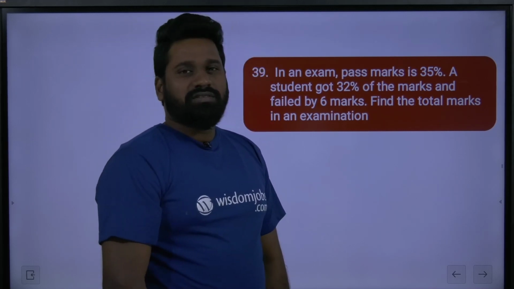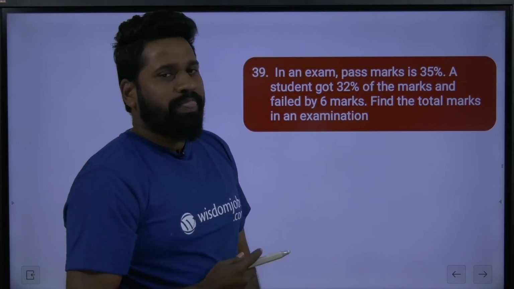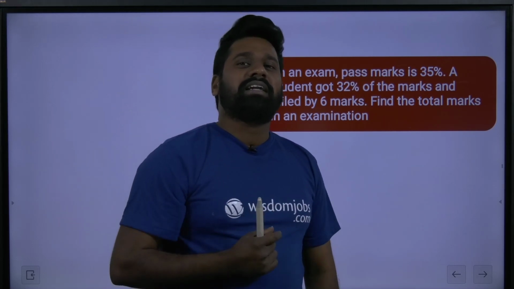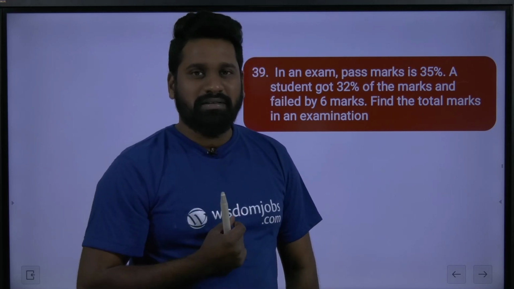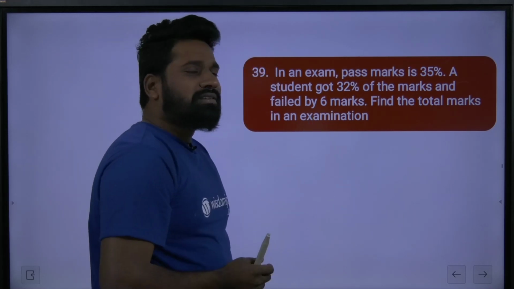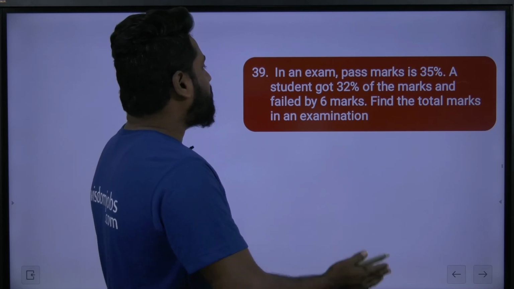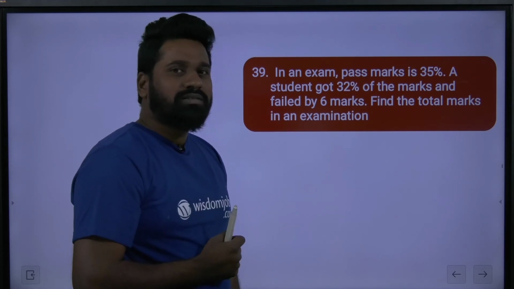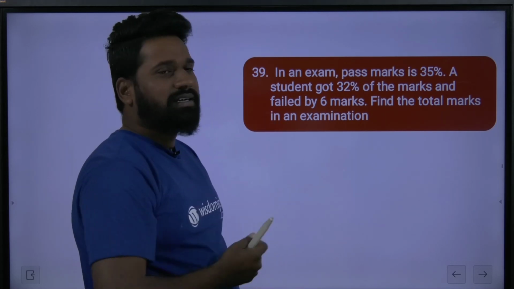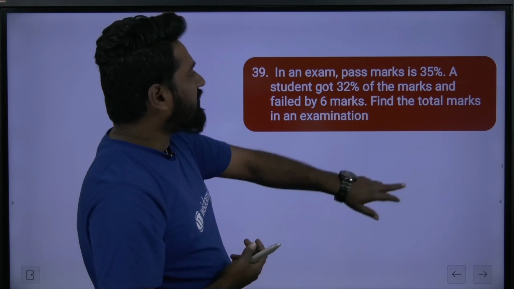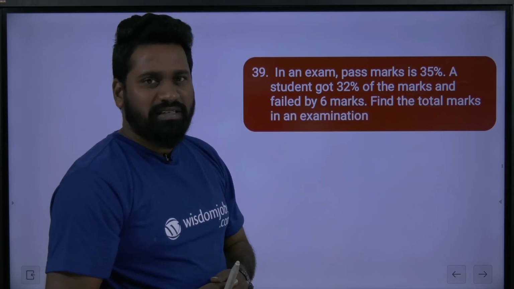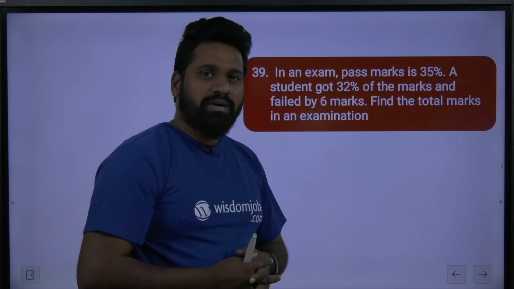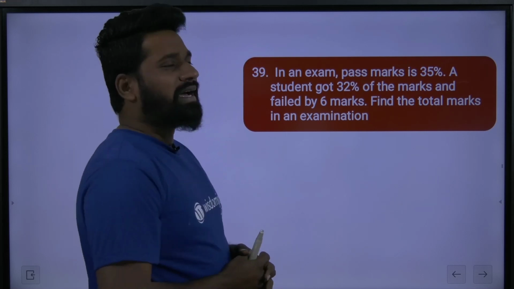Here, this type of question is also important. In an exam, it is given that the pass mark is 35%. So you have to get 35% of the marks, then you will pass. A student got 32% of the marks and failed by 6 marks. Find the total marks in the examination. So it is given that 35% is the pass mark, but the student got only 32% of the marks and failed by 6 marks.